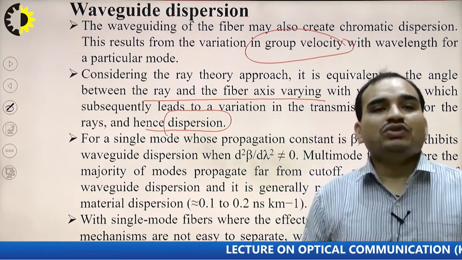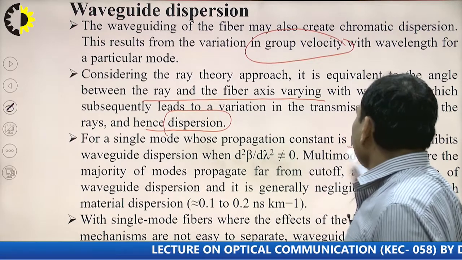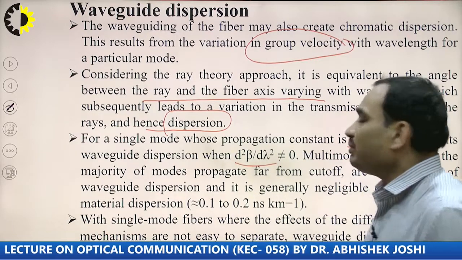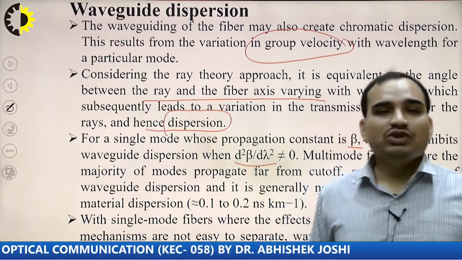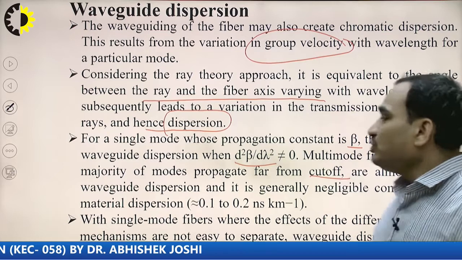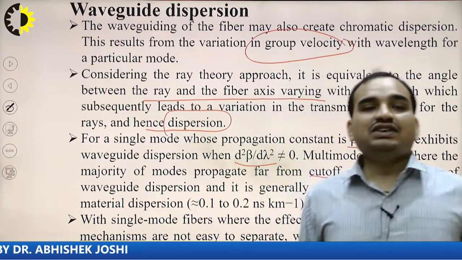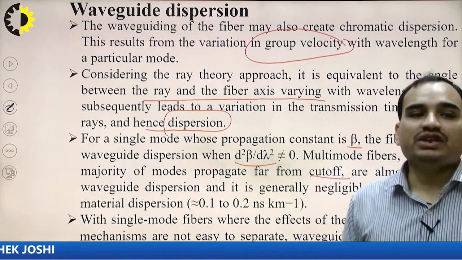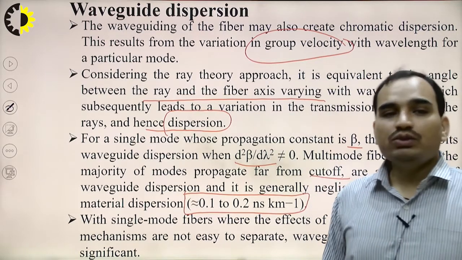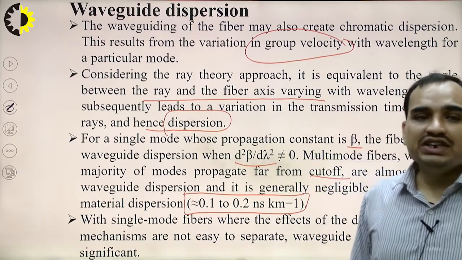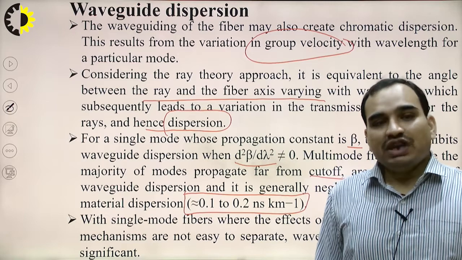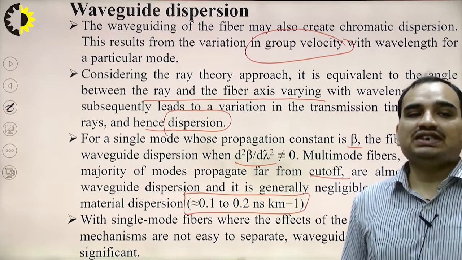For the single mode, where the propagation constant is β, the fiber exhibits waveguide dispersion when d²β/dλ² is not equal to 0. For multimode fiber, where the majority of modes propagate far away from cutoff, they are almost free of waveguide dispersion, which is generally negligible when compared with the material dispersion, which is of the order of 0.1 to 0.2 nanoseconds per kilometer. With a single mode fiber, the effects of the different dispersion mechanisms are not easy to separate, and the waveguide dispersion may be significant.